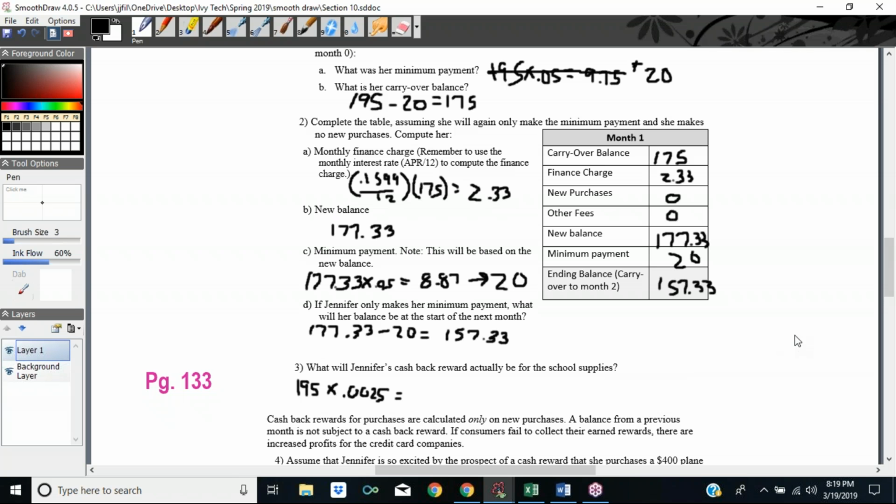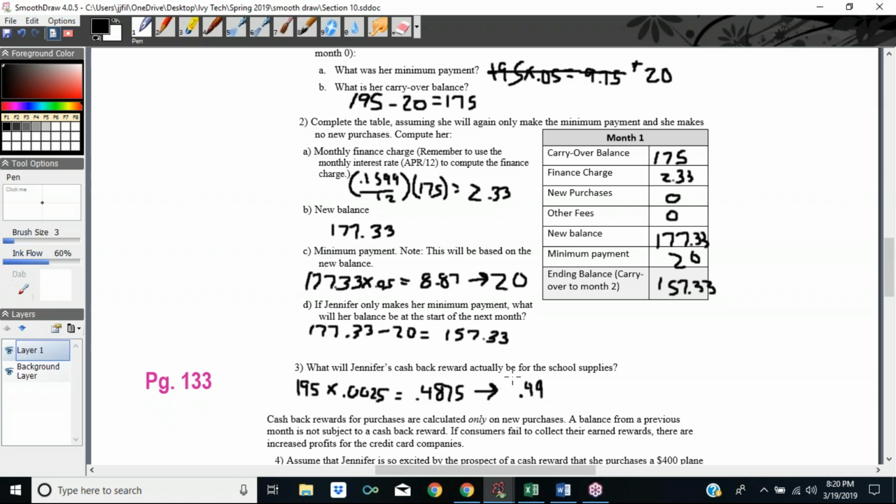And so, Kinder, you've got to put 2 zeros in front of that 2. All right. So let's see, 195 times 0.0025 is 0.4875. So 49 cents.